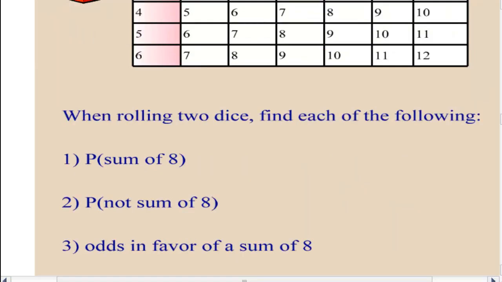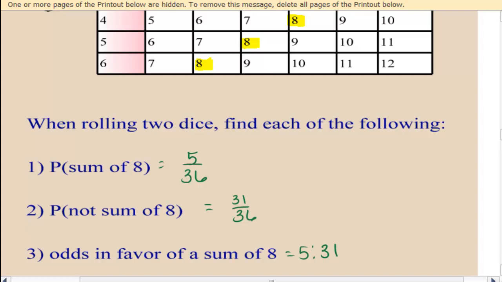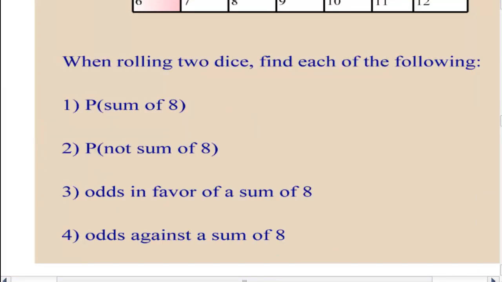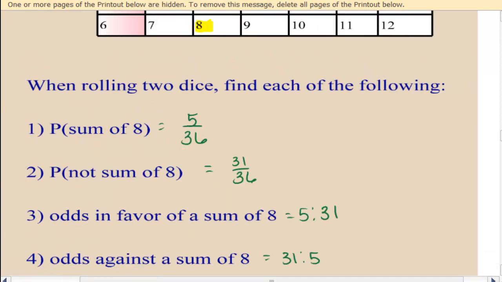So now let's think in terms of odds. We want to know the odds in favor of a sum of 8. So give that a shot. You should have 5 to 31. Since there are 5 sums of 8 compared to 31 that are not the sum of 8, you get 5 to 31. Try the next problem, odds against a sum of 8. You should have 31 to 5 because there's 31 that do not have a sum of 8 compared to 5 that do. And again, remember that the 5 and the 31 add up to equal 36 in both, which is the total number of possible outcomes. That's very important with odds.